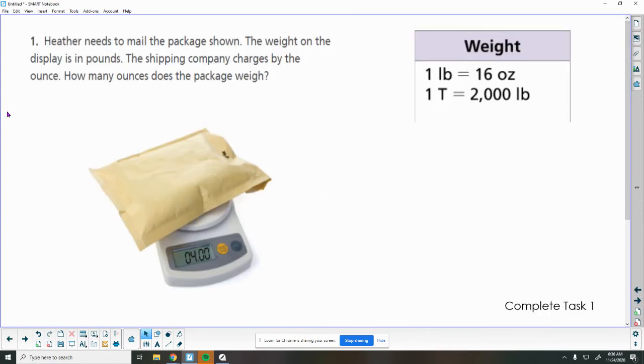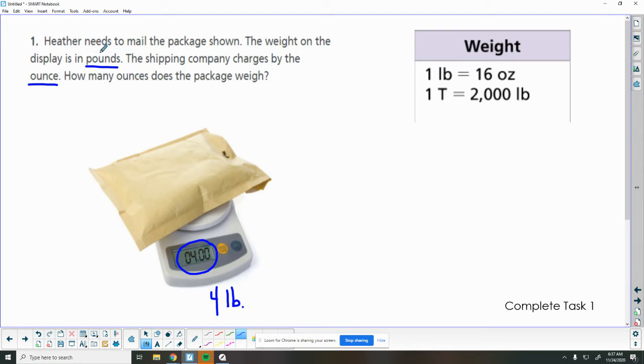So problem 1 says that Heather needs to mail the package shown. The weight on the display is in pounds. So here we know her package weighs 4 pounds. The shipping company, though, charges by ounces. So we know her package is in pounds, but the shipping company is going to charge by ounce. We want to know how many ounces the package weighs.